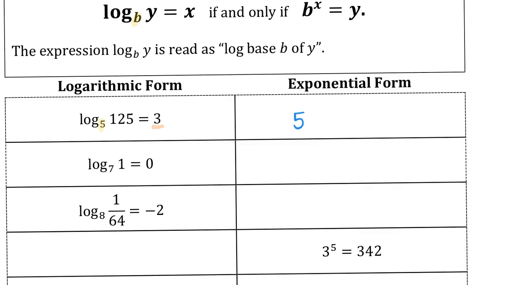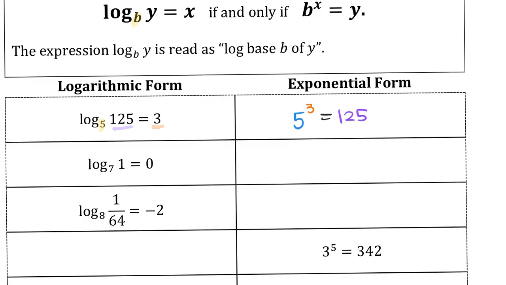Logarithms are the exponent. So it says 5 to the third equals y. y is the argument, which is the 125. So I get 5 to the third equals 125, which is true. So this is exponential form. This is logarithmic form. They mean the exact same thing. They're telling you the exact same information. Okay, let's try the next one.